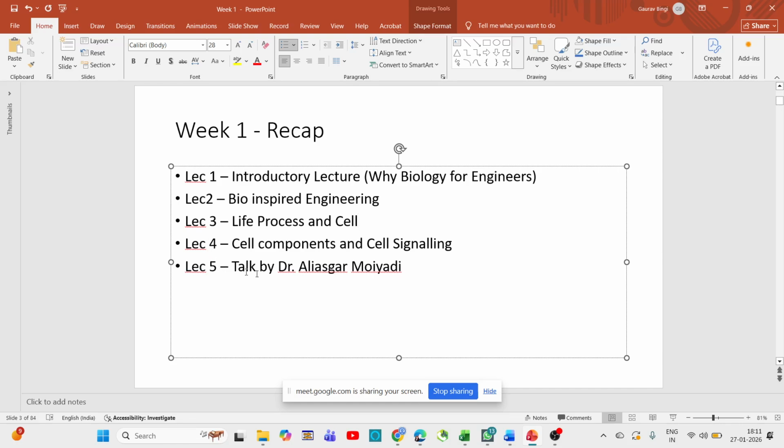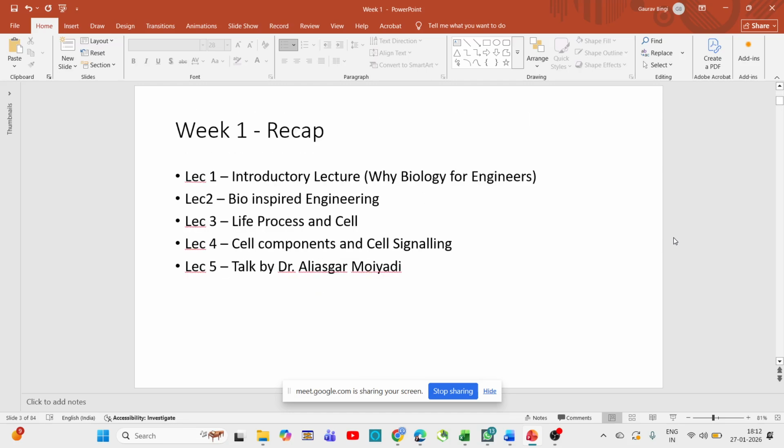And in lecture 5, there was a talk by one of the doctors who talked about neurosurgery and how exactly neurosurgeons work, and how engineers have actually helped neurosurgeons treat those diseases. For example, if they want to remove a tumor, what kind of machines were developed, and how exactly they are helping treat the disease. So all those I'll be trying to cover in this lecture as well.